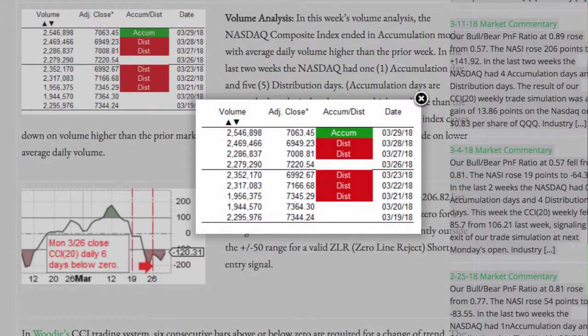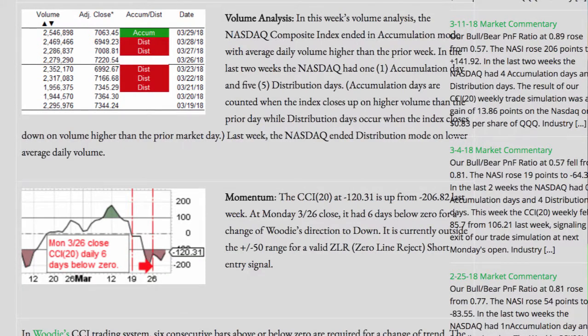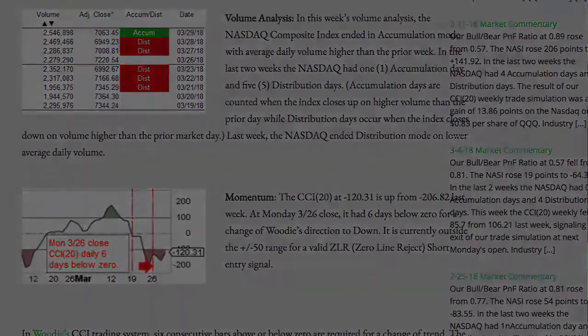Volume analysis. In this week's volume analysis, the Nasdaq Composite Index ended in accumulation mode with average daily volume higher than the prior week. In the last 2 weeks, the Nasdaq had 1 accumulation day and 5 distribution days. Accumulation days are counted when the index closes up on higher volume than the prior market day, while distribution days occur when the index closes down on volume higher than the prior market day. Last week, the Nasdaq ended in distribution mode on lower average daily volume.